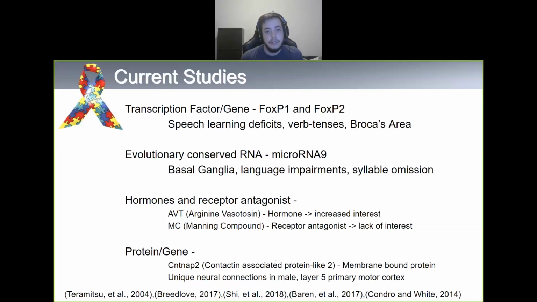Dysregulations in either one of these could be the cause of the self-absorption found in humans with ASD. This lack of interest, especially during critical language periods, could explain this common behavior.